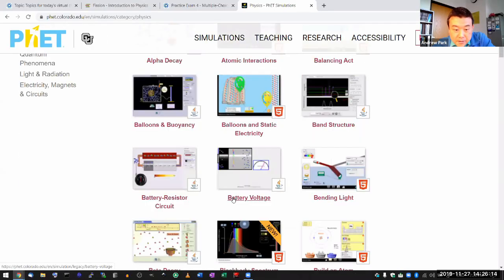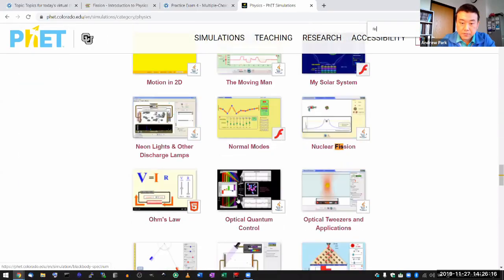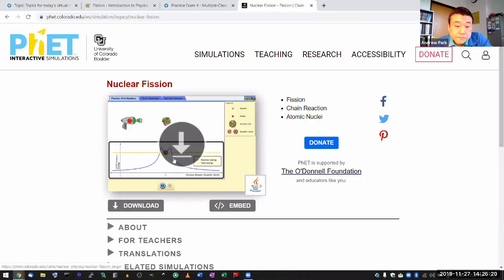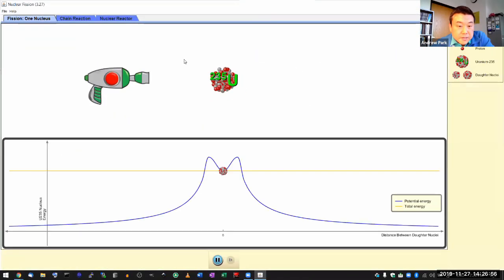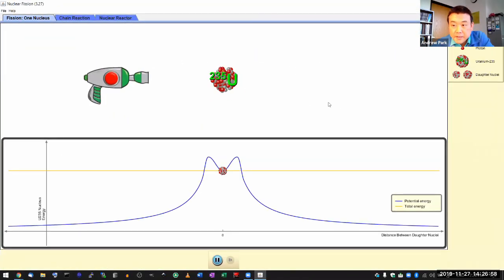Let's see. I think it might be called nuclear fission. Yeah, nuclear fission. They haven't updated this yet. So this is a quick schematic description of fission. You have a fissile isotope, and by fissile, well, sorry, I'm using fissile a little bit loosely. We have an isotope which can be caused to undergo fission.